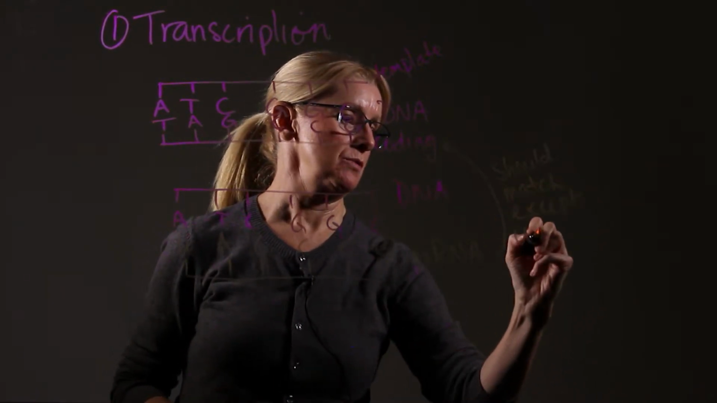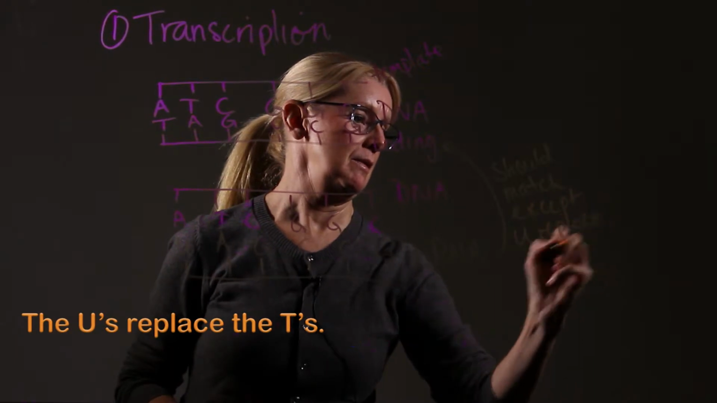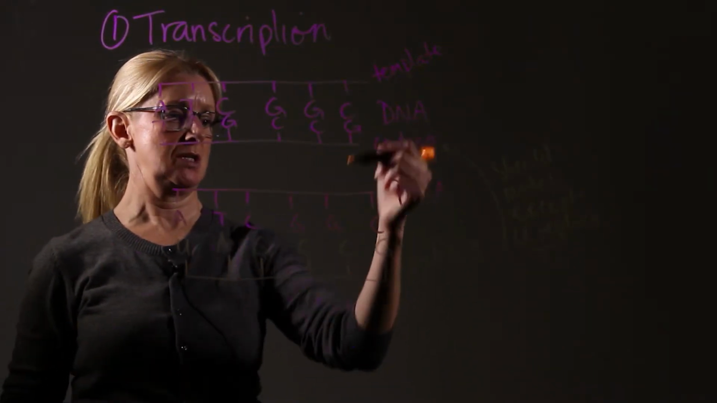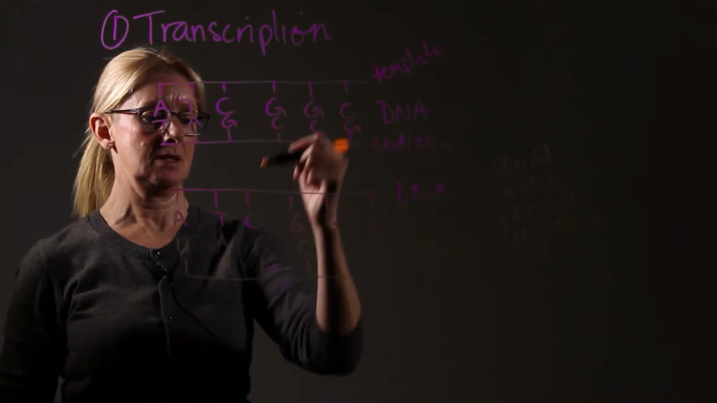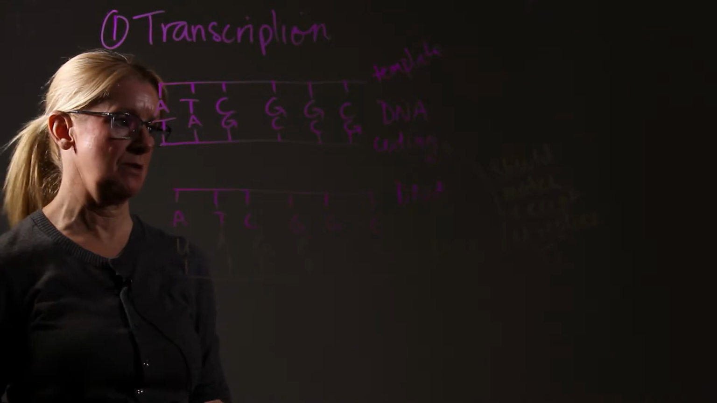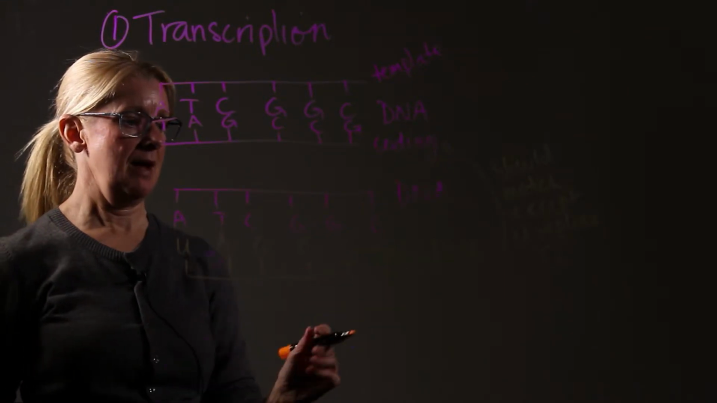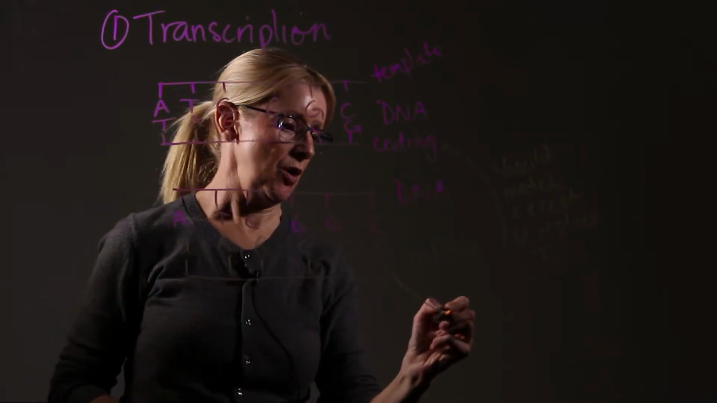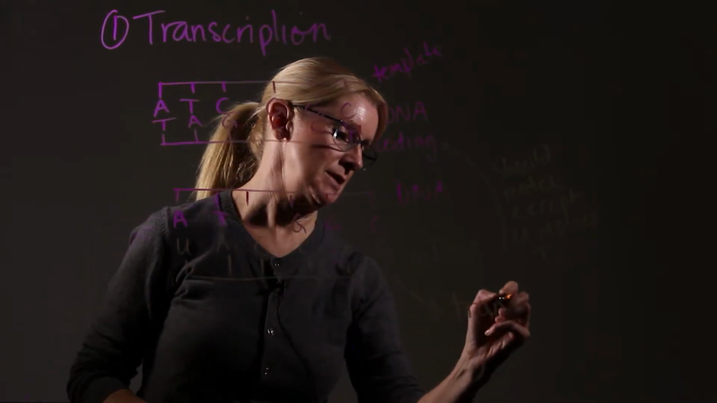So U's replace T's. And you can see that if we go to our coding strand, we have a G to G, a C to C, C to C, G to G, A to A, and here we have that replacement of our T with a U. This mRNA now is ready to go be translated. So this will go next through the step of translation.